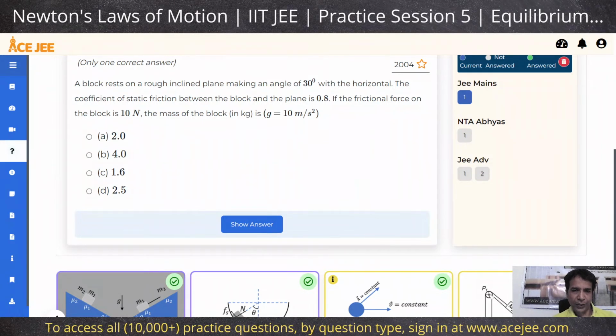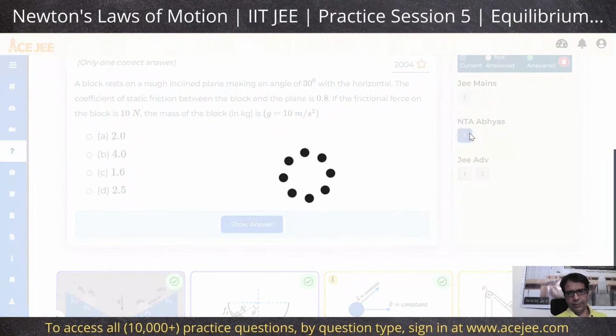So, children, try this JEE Main question. Sir, I'm getting 2. Let me go back into the live class. 2, okay, 2 kgs. Ruchika beta, move ahead. Let's do one NT अभ्यास question.